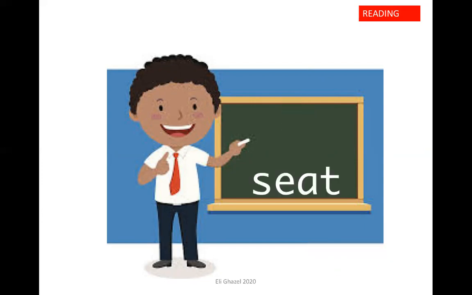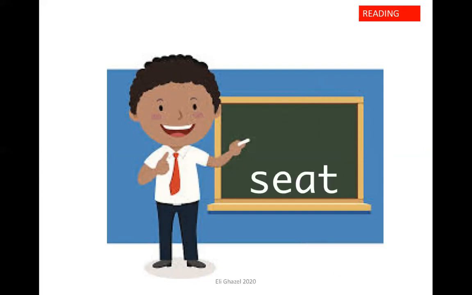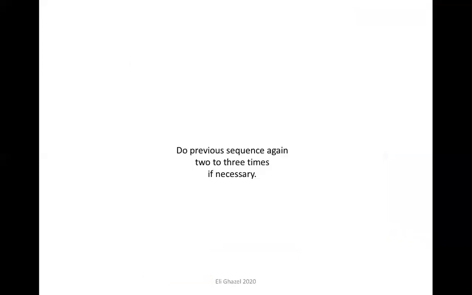We put the word, we put the picture, we signal, and they say yes. We repeat this for each word. Again, you can do the sequence another time, two or three times. You are the judge, and you are able to evaluate whether you need to do the sequence again. So this is the first part.